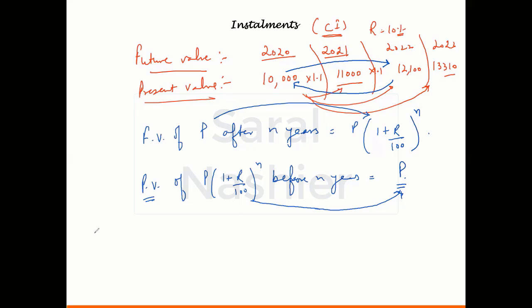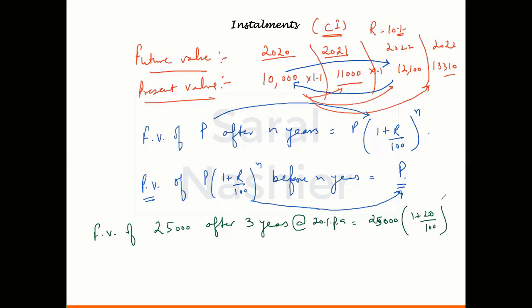I'm taking an example. If I ask you what is the future value of 25,000 rupees after 3 years at the rate of 20% per annum, you will say 25,000 into (1 plus 20 by 100) raised to the power 3. This is called the future value.